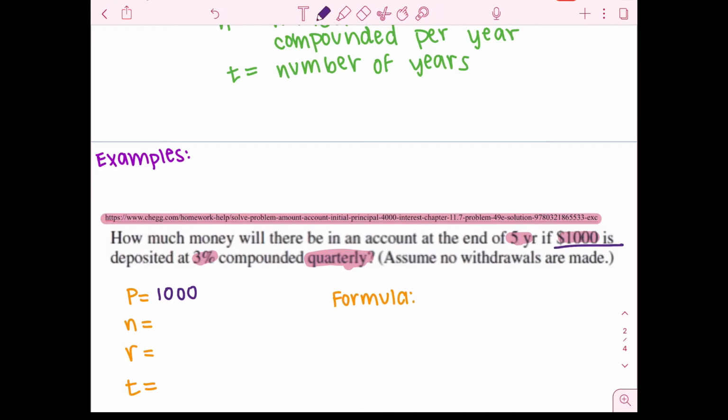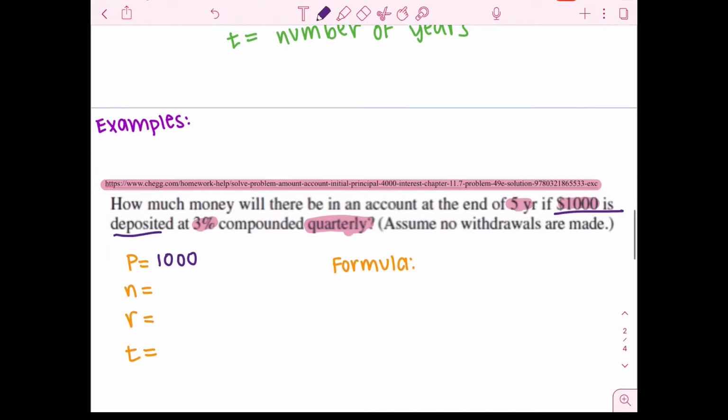deposited at first. Our N, remember, is the amount of times it's being compounded per year. So we can get this from the quarterly. Quarterly is 4 times per year. Our R is the rate per year. 3% is our rate. So just look for a percent if you're trying to find R. And remember how I said we always have to convert it into decimal form. So 3% is going to equal 0.03.